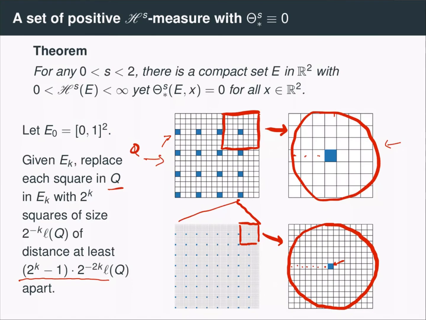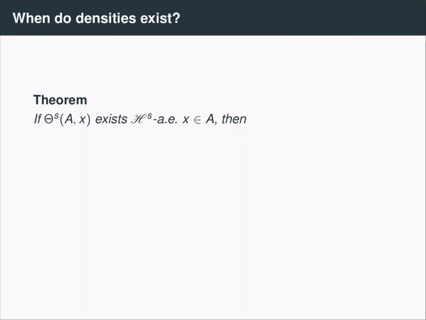And in fact, for any point in E, I can find a sequence of radii going to 0 so that these ratios of the measure of my set inside this ball divided by its diameter goes to 0 everywhere. So we've seen that the density of Hausdorff measure need not exist. And in fact, the lower and upper densities can actually be very far from each other. So what can we say about a set if the upper and lower densities do agree with each other? That is, what can we say about a set if the densities do exist almost everywhere?